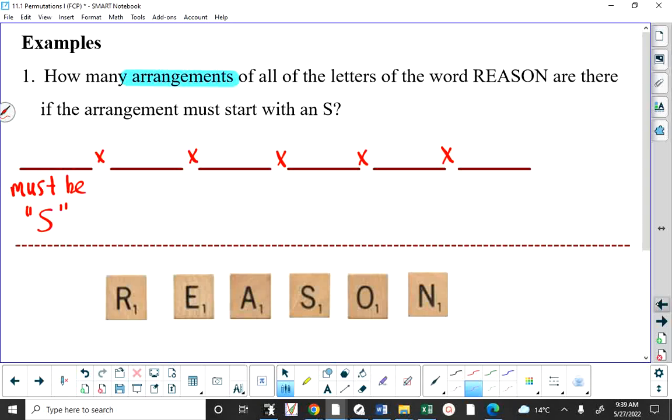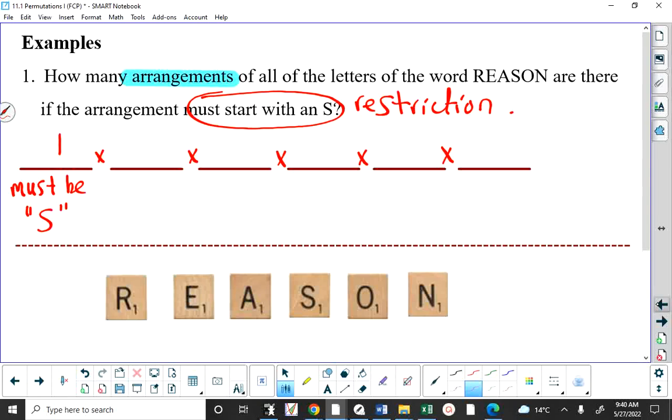But here is something that you have to understand from the beginning. This is called a restriction. And when you apply the fundamental counting principle, you take care of the restrictions first. So we don't put any numbers above any of the other blanks until we've filled in the restrictions. So if the first blank must be an S, how many S's do I have to choose from? 1, right?